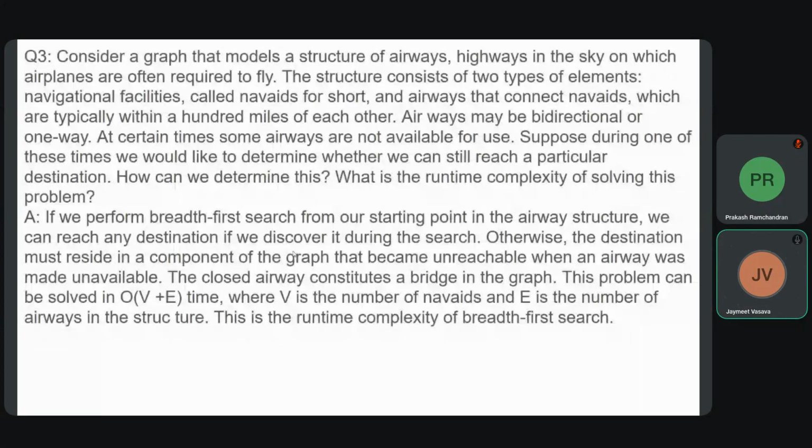So if we perform a breadth first search from a starting point in the airway structure, we can reach any destination if we discover it during the search. Otherwise, the destination must reside in a component of the graph that became unreachable when an airway was made unavailable. So the closed airway constitutes a bridge in the graph. This problem can be solved with O(V + E) time complexity, where V is for vertices and E is for edges.